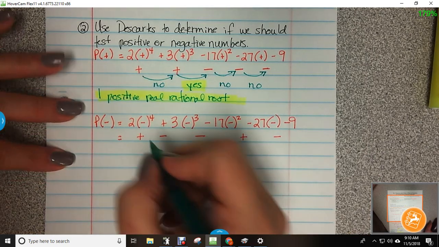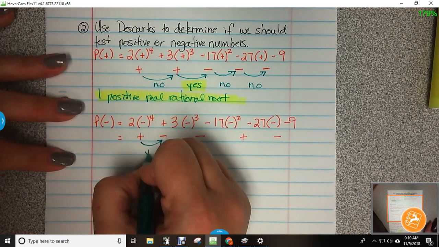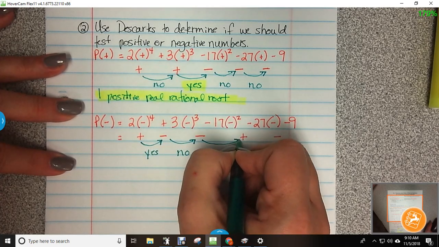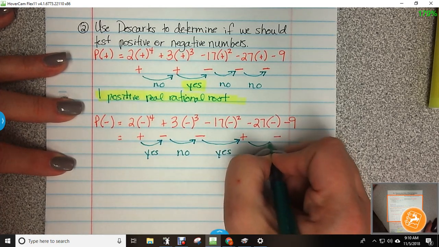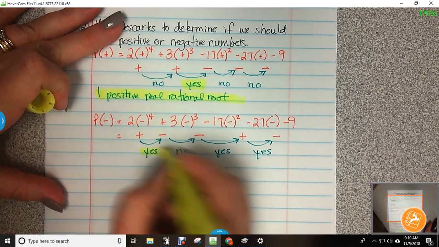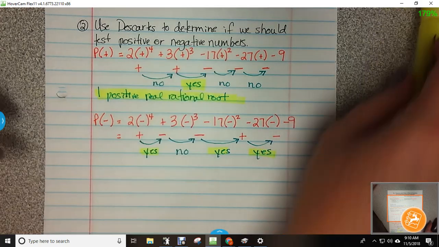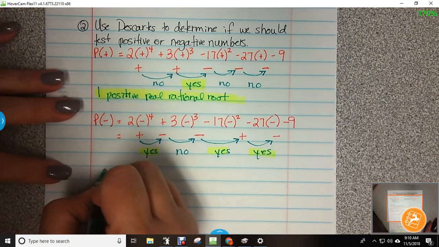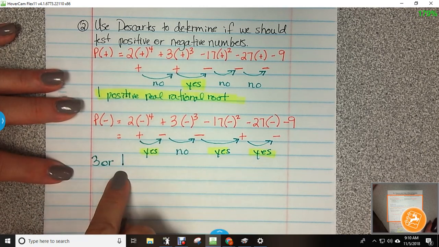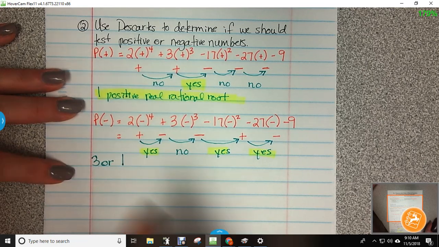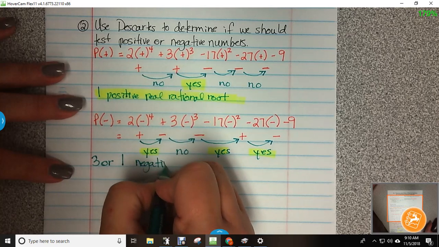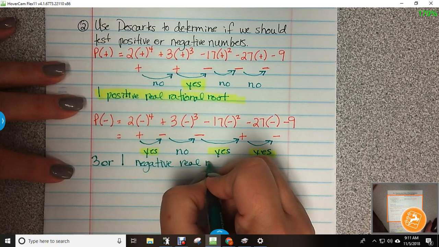So let's count our sign changes. Yes, the sign changes. No, it does not. Yes, it does. And yes, it does. So I have 1, 2, 3 sign changes. So what that means is I have 3 or 1. Remember, we decrease it by 2 until we get to 0 or 1. So I'm going to have 3 or 1 negative real rational roots.